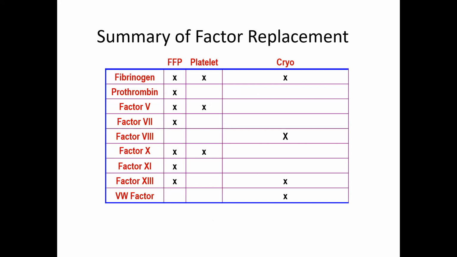So, summary for factor replacement: that is just a table to show you what you get in fresh frozen plasma and in cryo. This is a table that guides us to know in what event to use what product. But when you're unsure, always go for fresh frozen plasma because it has most of the clotting factors, and so you are sure to at least stabilize the patient before you get any factor concentrates.